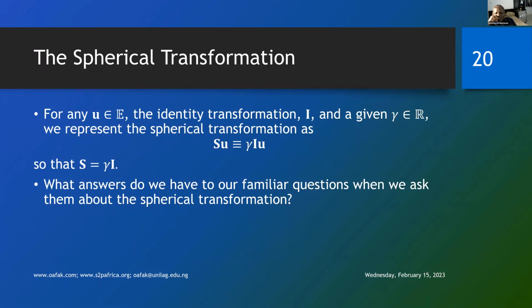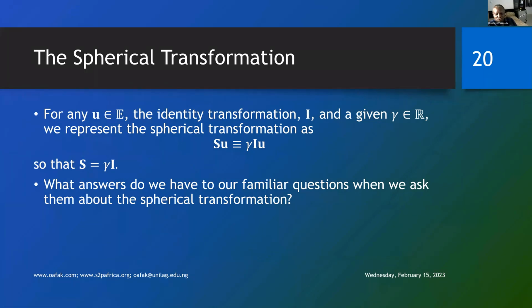What answers do we have for the familiar question when we ask them about the spherical transformation? Is the spherical transformation of a sum equal to the sum of the spherical transformations of the individual members of the sum? Is the spherical transformation of a weighted sum equal to the weighted sum of the individual spherical transformations? So that's the question we ask. If the answer is yes, then it means that the spherical transformation is linear.